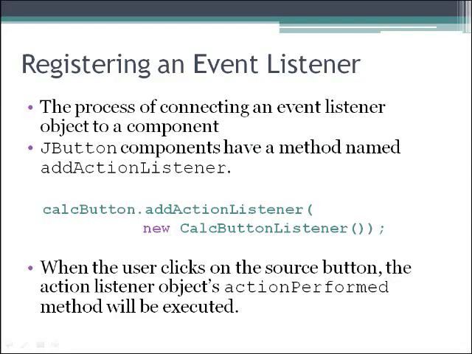Registering an event listener is the process of connecting an event listener object to a component. JButton components have a method named addActionListener. In the example below, we have a button named calcButton. We called the addActionListener method, and within it we have passed a new CalcButtonListener. When the user clicks on the source button, the action listener's actionPerformed method will be executed.